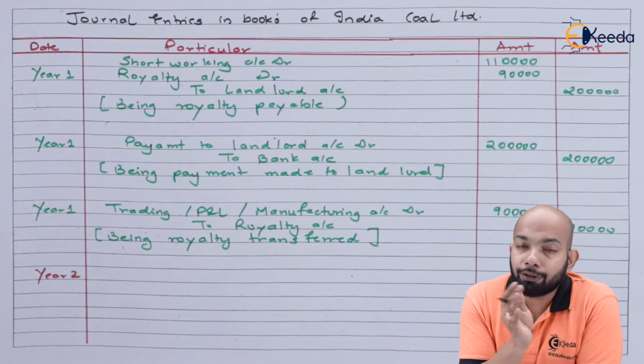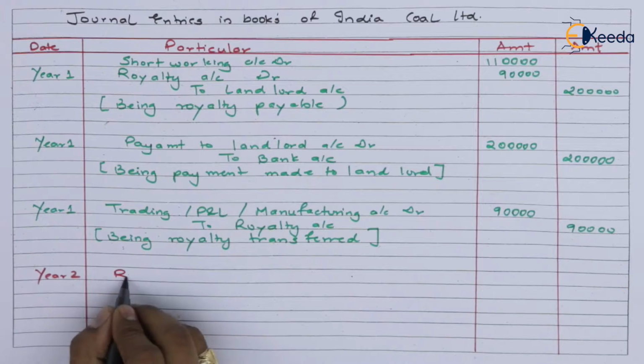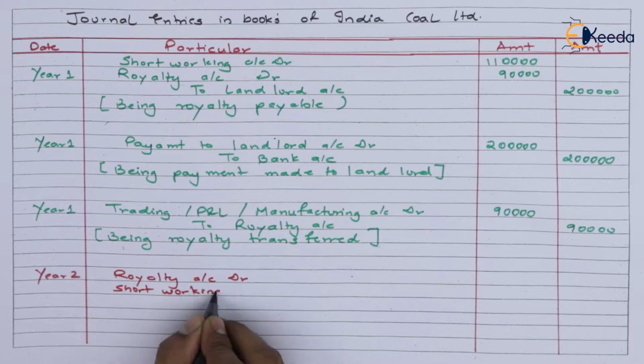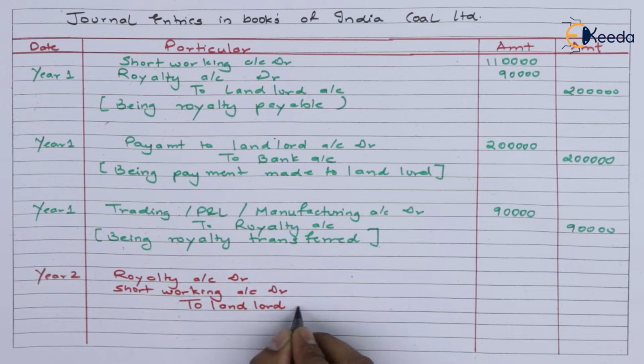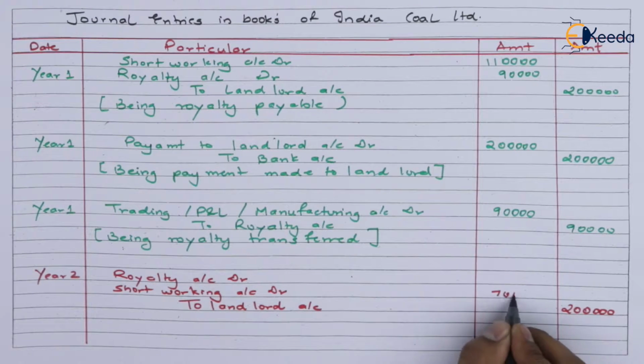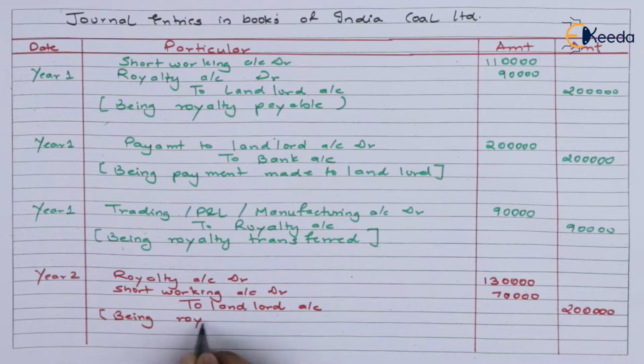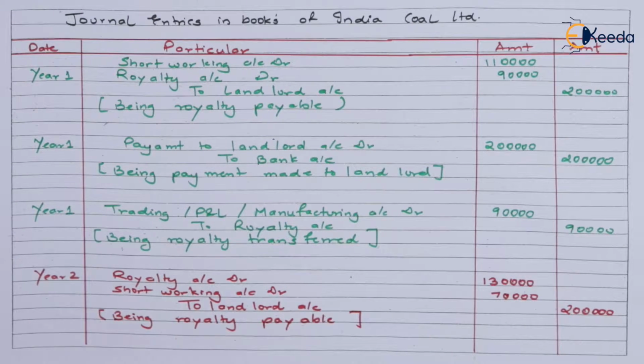Now for year 2, again we'll have royalty payable. We have to mention that entry. So for year 2, the royalty payable transaction refers to royalty account debit 1,30,000, that was predetermined, and short working account debit with the balance after minimum due is subtracted from the royalty, which is 70,000, and the credit side will be to landlord account with 2 lakh rupees. This has been done.